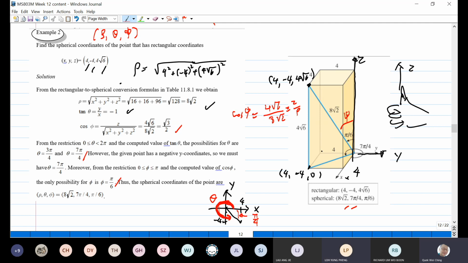Yeah, x equal to 4, y equal to minus 4, right? Now you look at the x and y axis here. Where is the angle now? Measure from the positive x-axis. So you find the angle is 7 pi over 4. Okay, so after you get tangent theta equal to minus 1, you have to figure out where the point is, in which quadrant it belongs to, then you write down the angle.